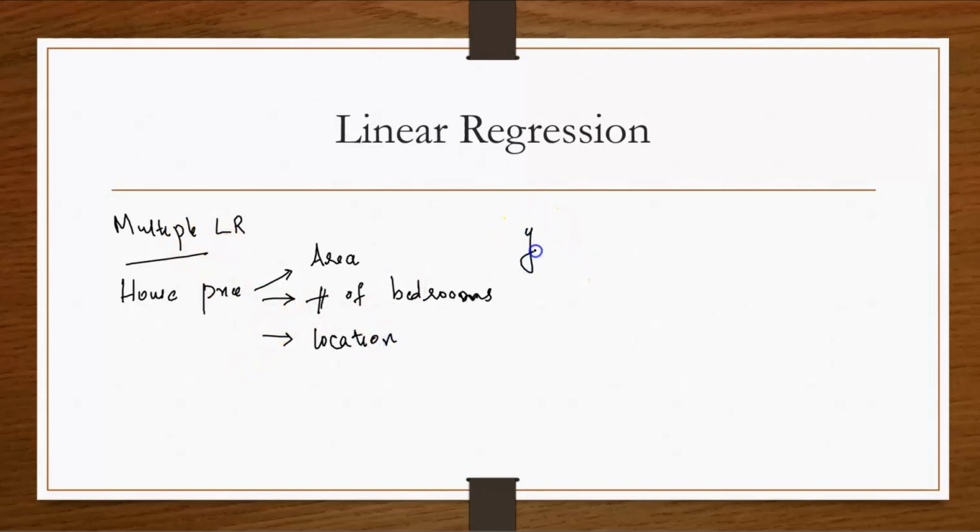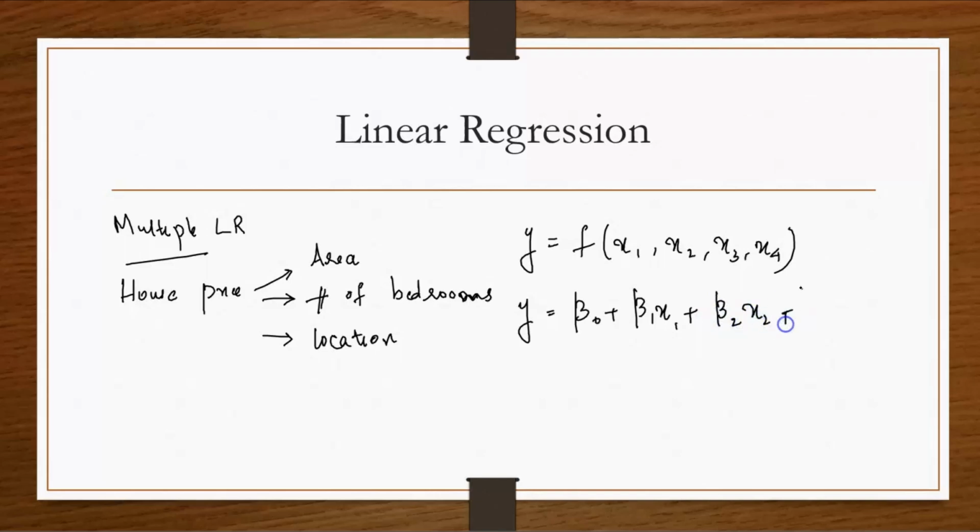So in this case, y is a function of all these variables. If we write 3 or 4 variables, it can be x1, x2, x3, x4. So what will y be? y can be written as beta naught plus beta 1 x1, beta 2 x2, beta 3 x3, beta 4 x4, and so on, depending on the number of variables. This is what is known as multiple linear regression.